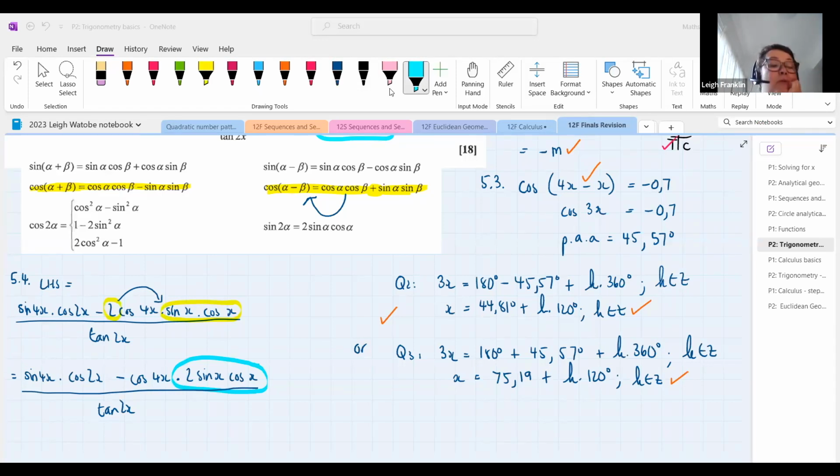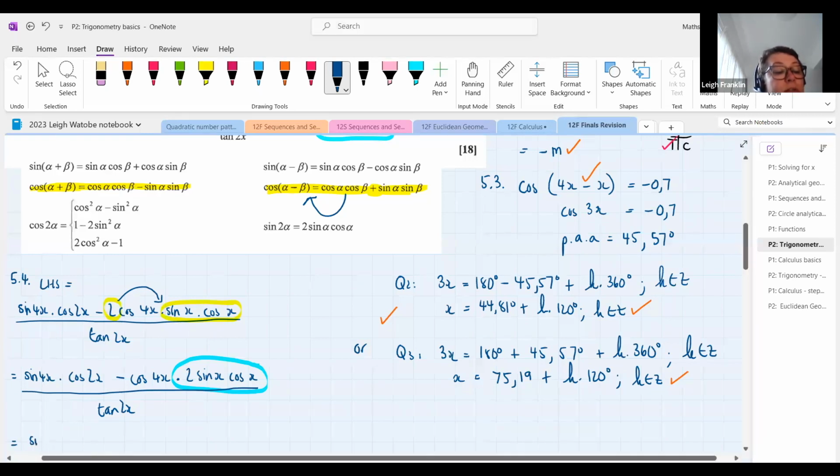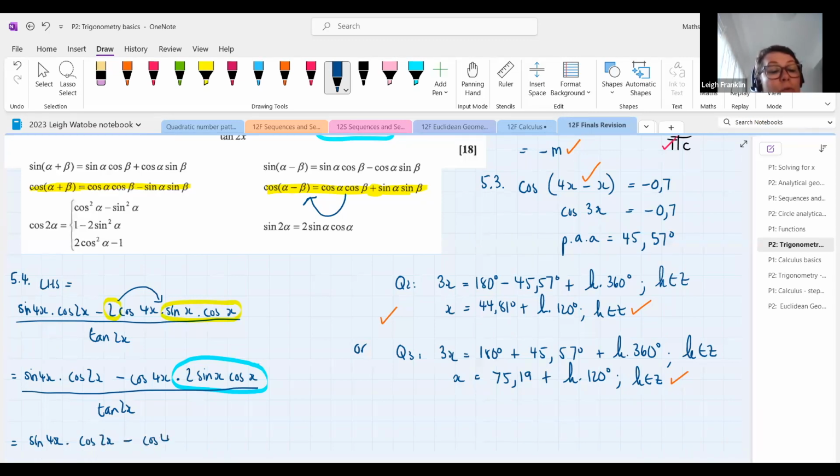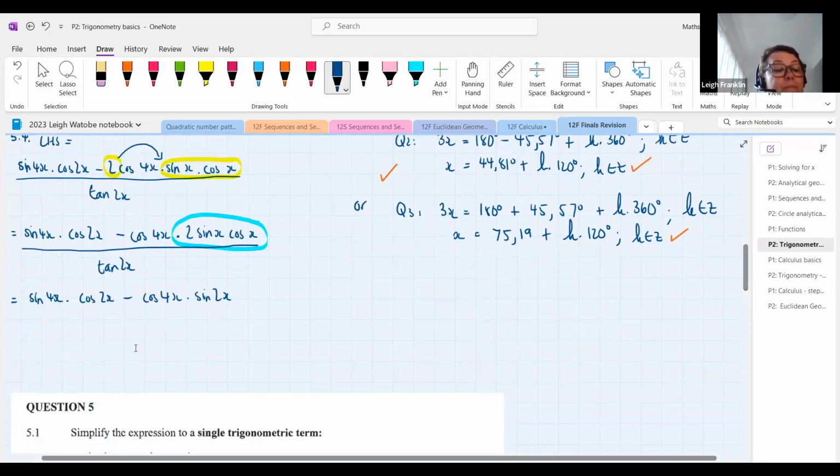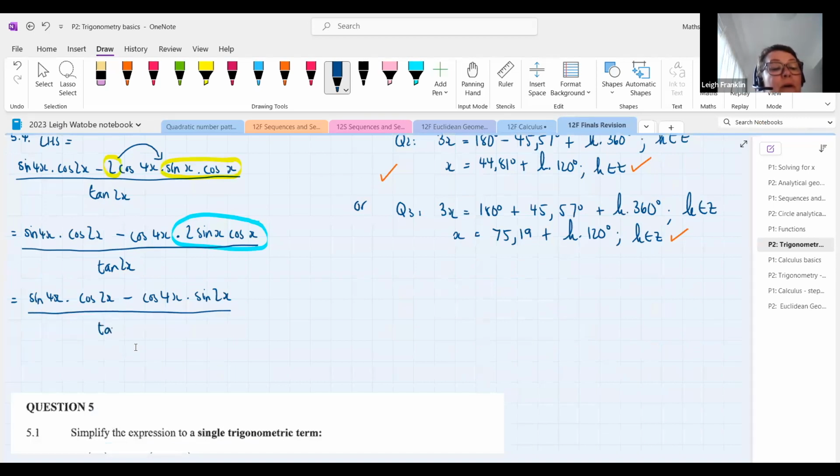Now look at your first two terms and your second two terms. Can you see that it is making a sine compound angle? So we've got sine 4x times cos 2x minus cos 4x times sine 2x, and all of that is over tan 2x. Are we all happy so far?